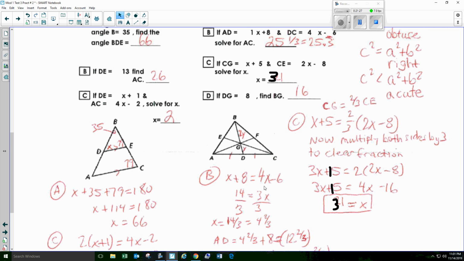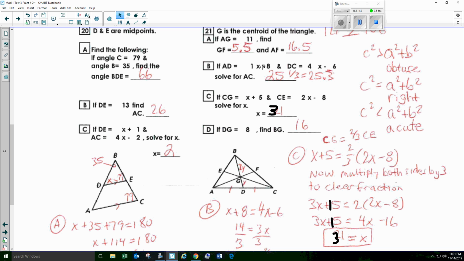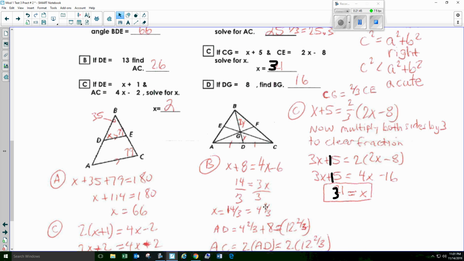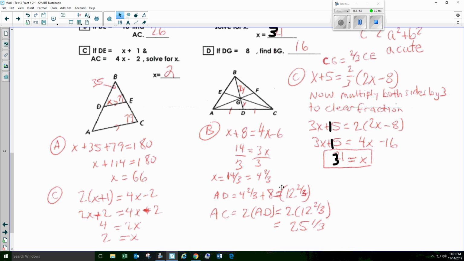But then you have to go back and read the question. It didn't ask for just X. It asked for the length of AC, which is the entire length, which means I find either one of those and just double it. You just have to decide which one is easier to plug into. AD is the easier one. I have the 4 2/3 right here. Just plug it right in for 1x. So 4 2/3 plus 8 is 12 2/3. That's for half of it. Now I multiply that by 2. 2 times 12 2/3 is 25 1/3, or 25.3 repeating if you use a decimal.